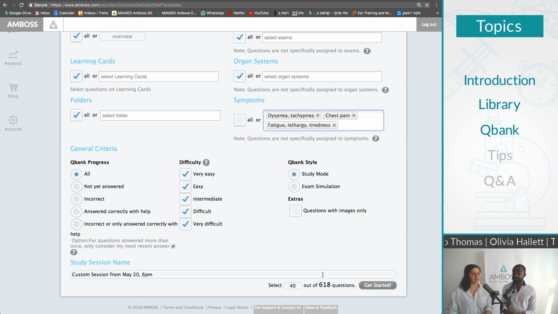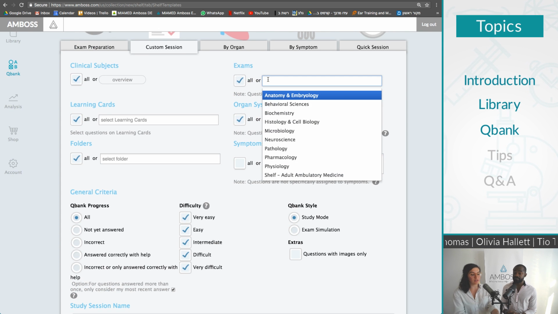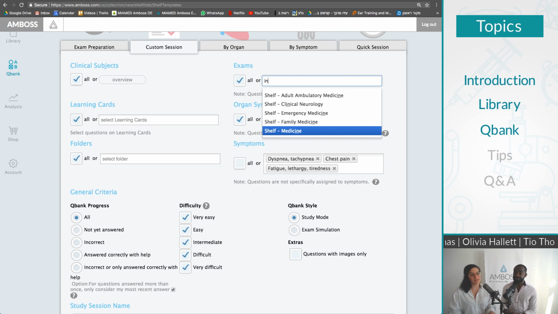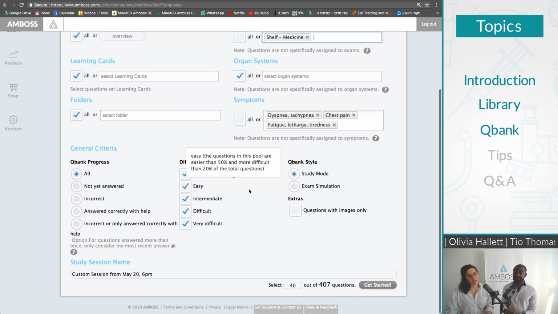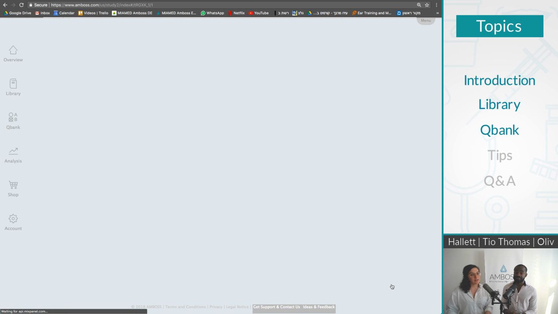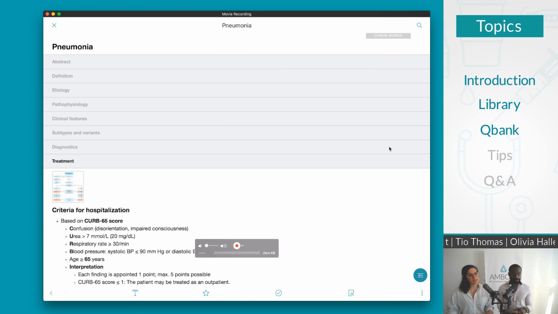We've got 618, for example, here that are associated with these three symptoms. Maybe we want to make sure that we are still focused on internal med. So we want to open up our shelf medicine questions. And this filters it down to just include the questions that are part of our medicine block. And then we can create a custom session. Maybe you want to say, like, CHF series or something like that. And you can click Get Started on that as well. And this allows us to go through and then start to access the Qbank from our iPad when we're on the wards. And I'm just going to switch back over to the iPad.